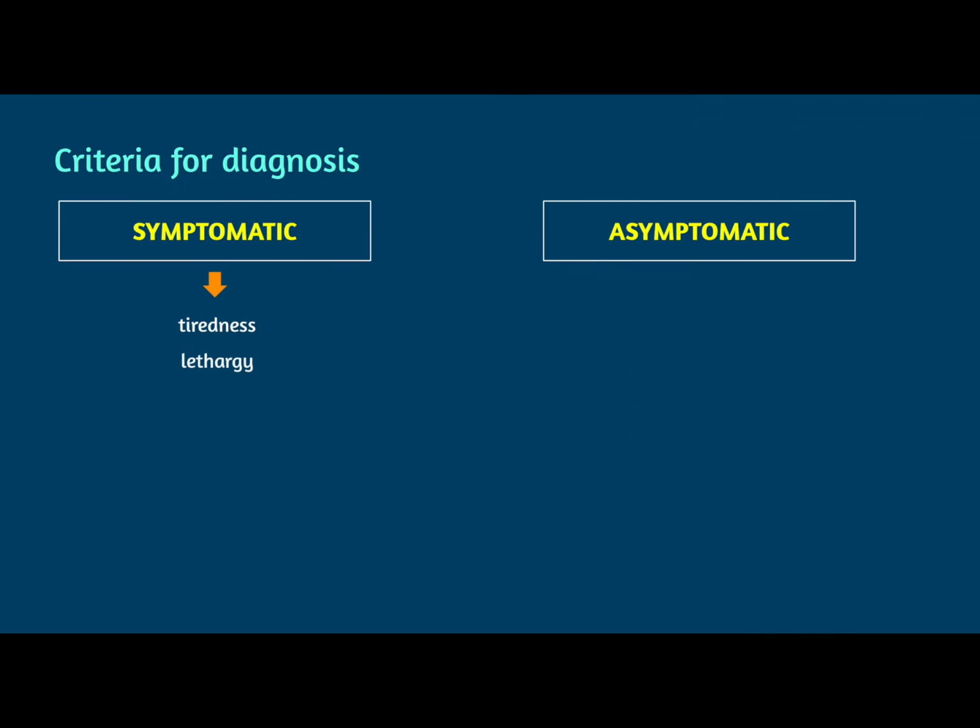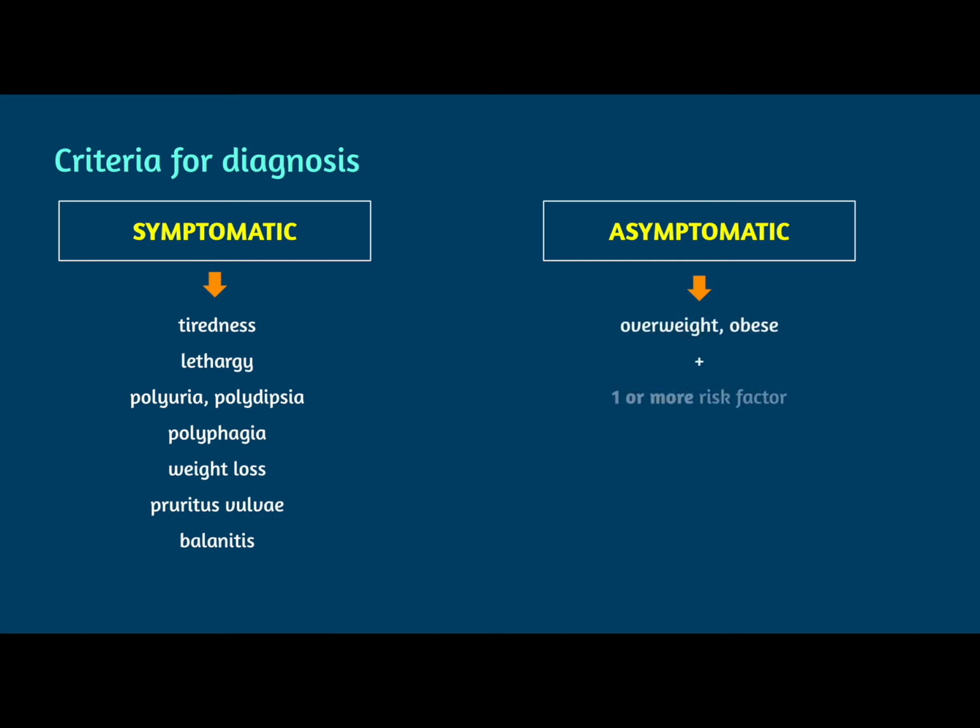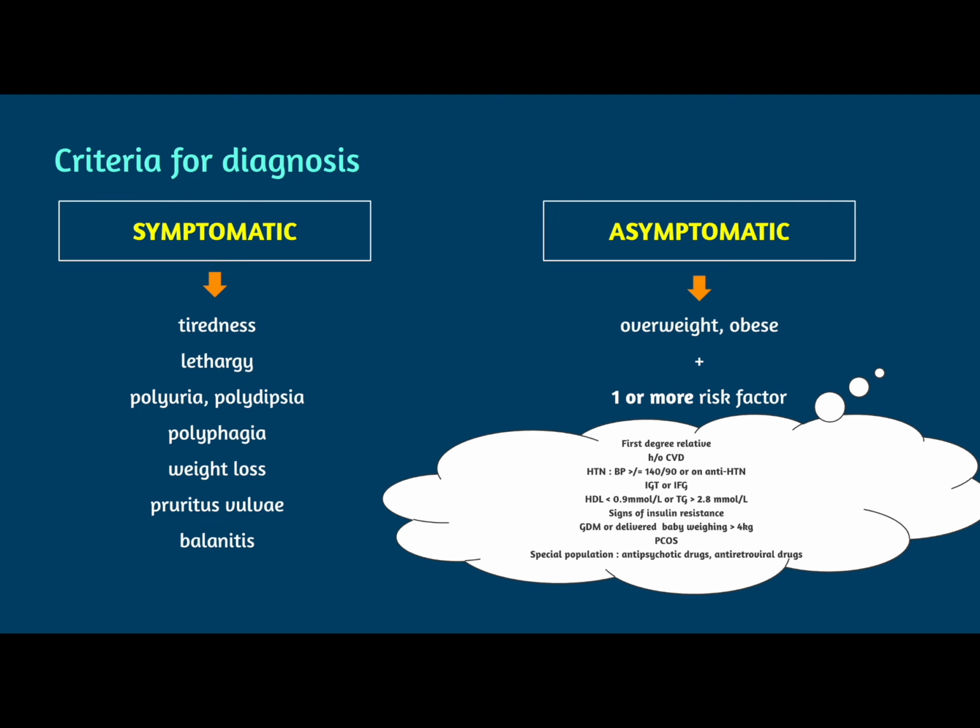In order to diagnose diabetes, there are two circumstances to look at. Firstly, if the person is symptomatic. Symptomatic here refers to having hyperosmolar symptoms such as tiredness, lethargy, polyuria or polydipsia, polyphagia, weight loss, pruritus vulvae, which is infection of the vulva with candida infection, as well as balanitis. So these are conditions which reflect high glucose level in the plasma circulation.